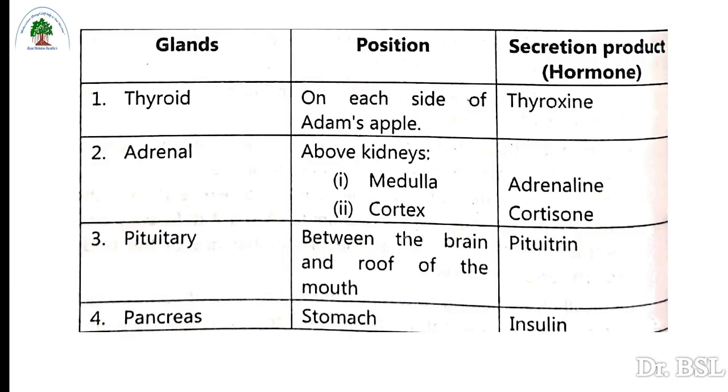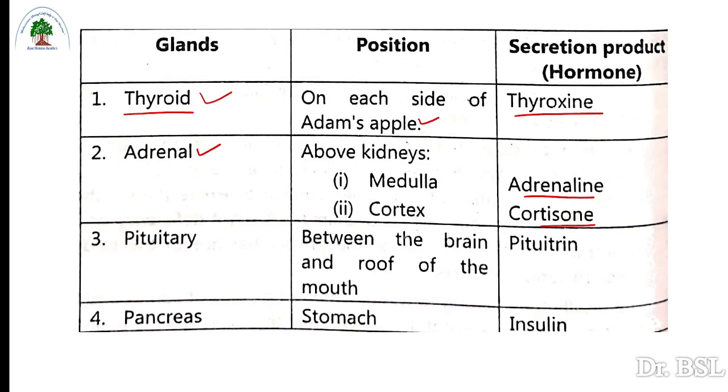They are also classified depending on the glands which secrete them. So the thyroid gland secretes the hormone known as thyroxine. And this thyroid gland is situated on each side of the Adam's apple. Adrenaline and cortisone are the hormones which are secreted by the adrenal gland.